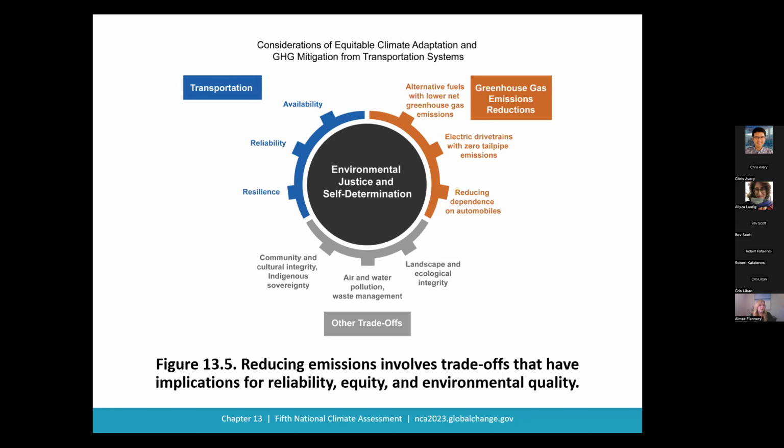And so decisions being made for climate mitigation and adaptation, we feel, need to be considered through a lens of environmental justice and community impacts, not just solely thinking about greenhouse gas reductions, but thinking about it in this context of trade-offs. Next slide, Chris.